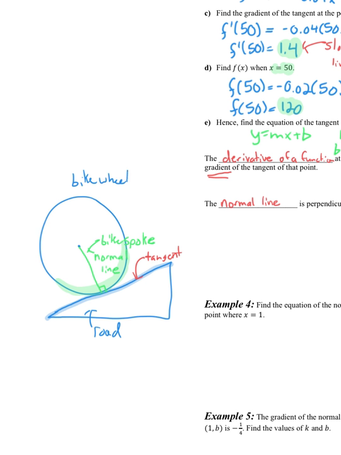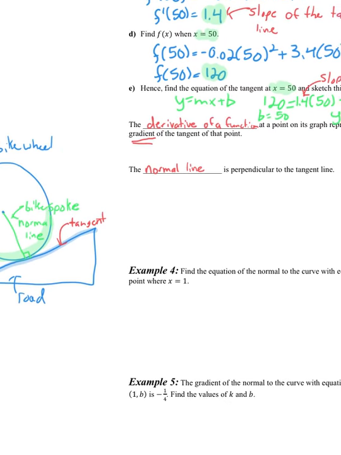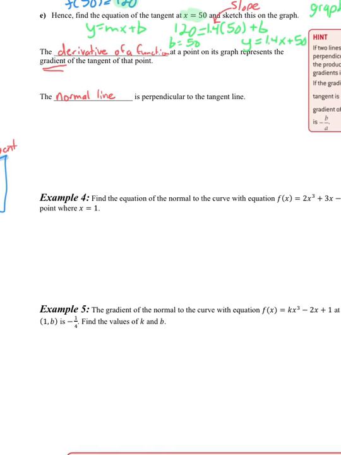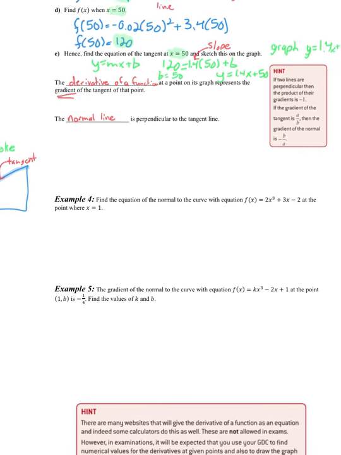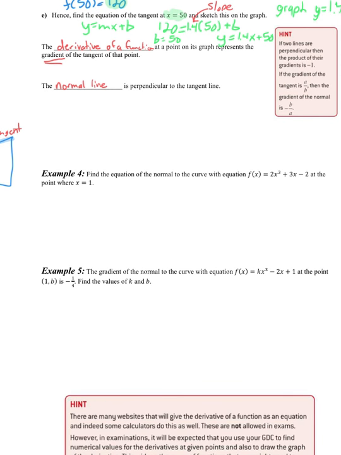Okay. So one of the reasons we did the warm up, find the equation of a perpendicular line, is because that's how we're going to do it. If we can find the equation of the tangent line, we can find the equation of a normal to the curve as well. So it says find the equation of the normal to a curve with this equation at the point where x equals 1.